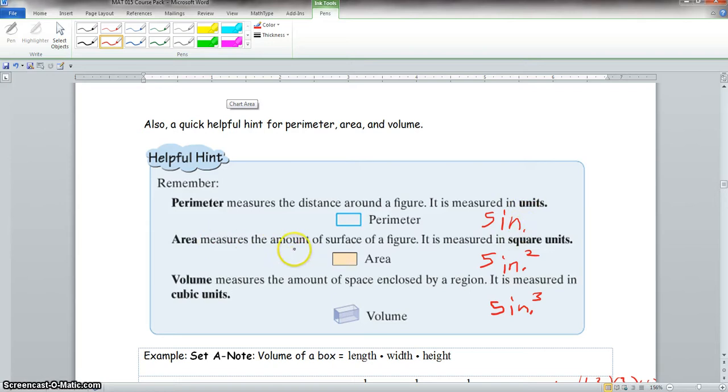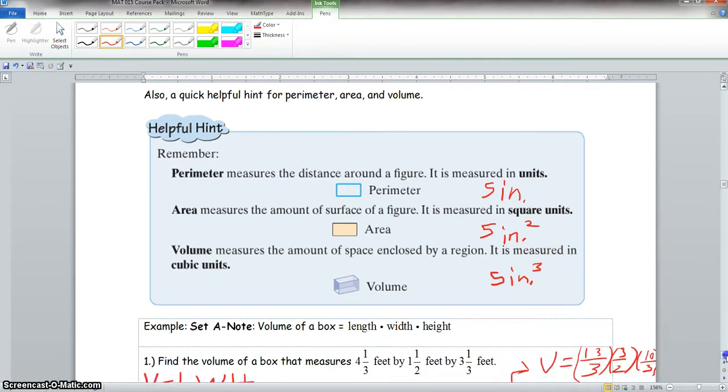Now with our area, the area measures the amount of surface of a figure. It is measured in square units. So I imagine that my area was 5 as well. But instead of being 5 inches, it'd be 5 inches squared, because that's what it means by square units. Anytime you deal with area, your answer is always in square units. Now volume measures the amount of space enclosed by a region. It is measured in cubic units. So anytime you do volume, your units are always cubed.